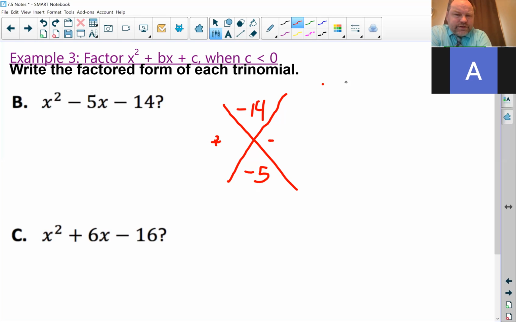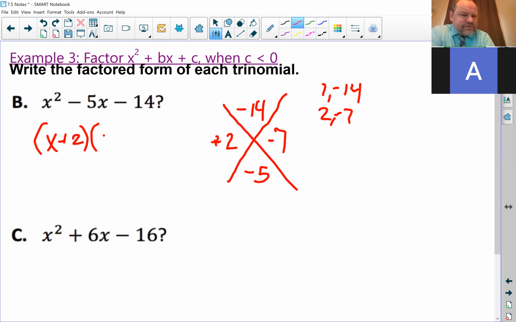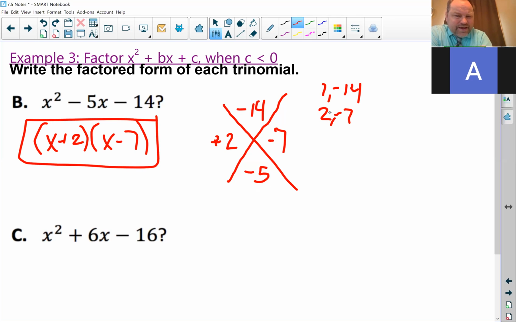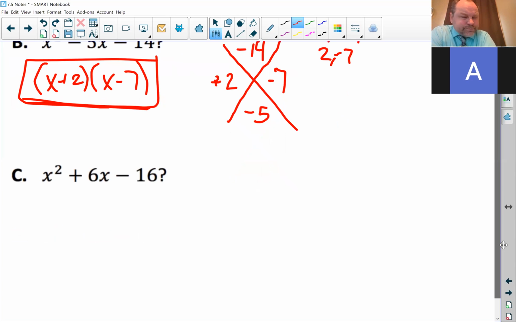So 1 and -14. That adds to -13. That's not right. 2 and -7. That adds to -5. That is right. And so we always want to write the factored form. Our answer isn't the x part here, but our answer is the two binomials that multiply to give us our trinomial, our quadratic function or expression.